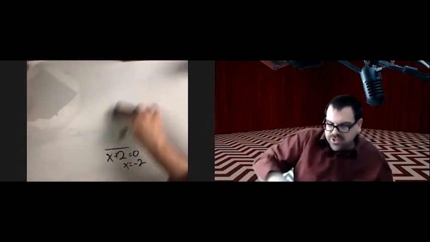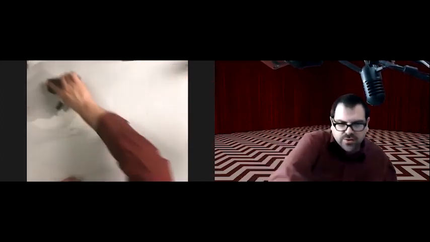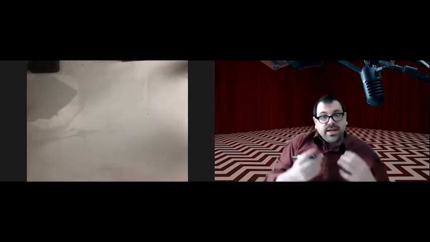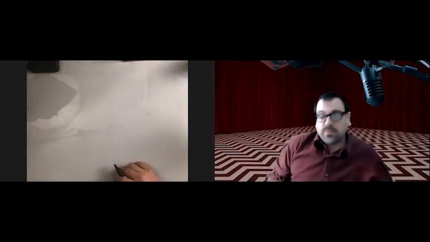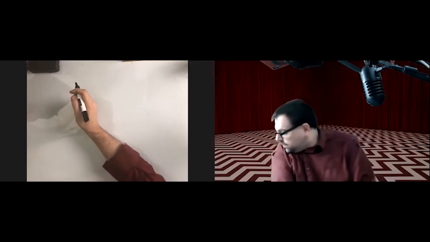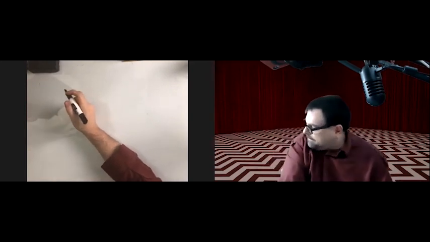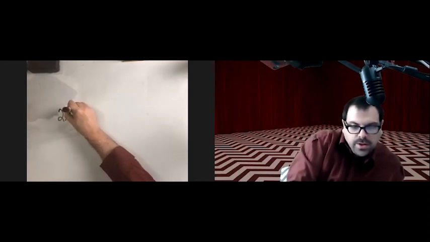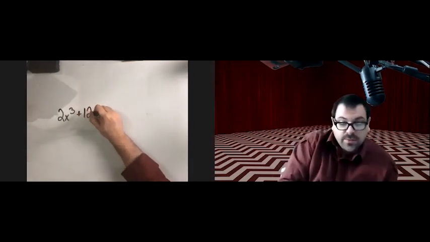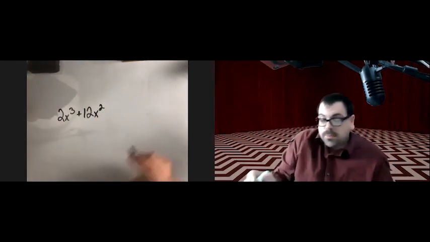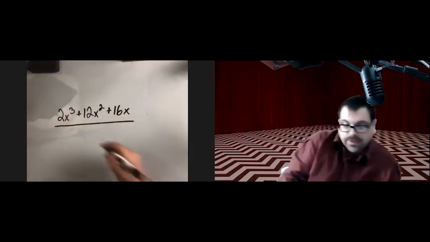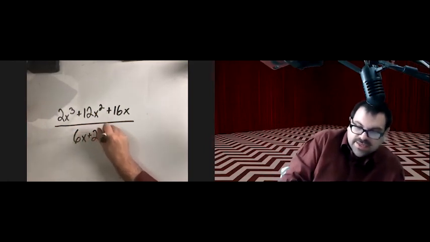So what did we learn about with fractions next? Well, after we introduce what a fraction is, we start talking about reducing fractions. So just like we simplify fractions, let's work on simplifying rational expressions. Let's say we had 2x cubed plus 12x squared plus 16x, all over 6x plus 24.